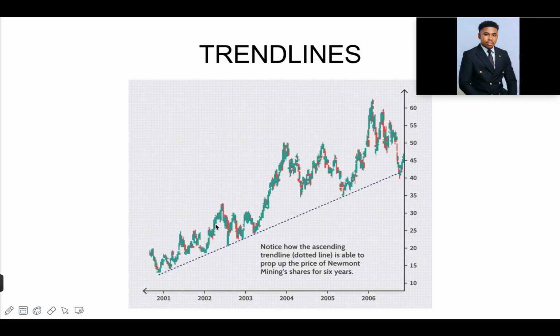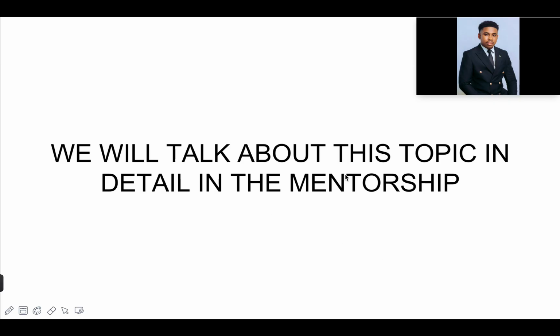So this is a graphical illustration of what an uptrend looks like. You can see that price kept on creating higher highs and higher lows, and then the trend line connects the higher lows together, forming the uptrend line. And you can see that each time the price touches the trend line, it bounces away from it. So notice how the ascending trend line is able to prop up the price of the Newmont Mining shares for 6 years. So we'll talk about this topic in detail in the mentorship.